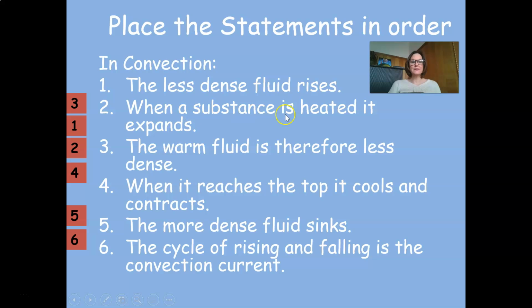Number 1, when a substance is heated, it expands. Number 2, the warm fluid is therefore less dense. Okay. Number 3, the less dense fluid rises. Okay. Number 4, when it reaches the top, it cools and contracts. Number 5, the more dense fluid sinks. Number 6, the cycle of rising and falling is the convection current.